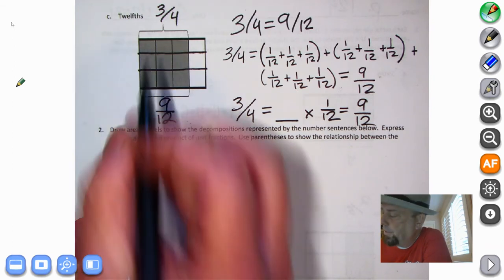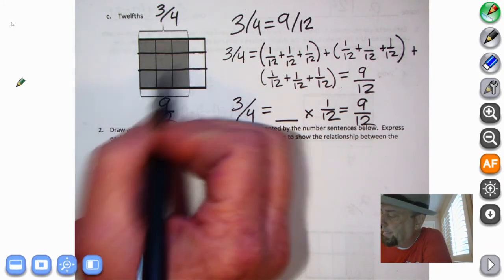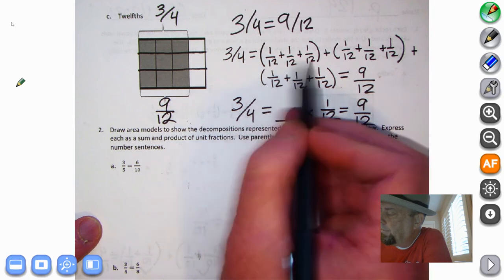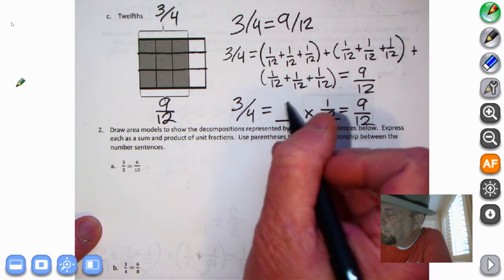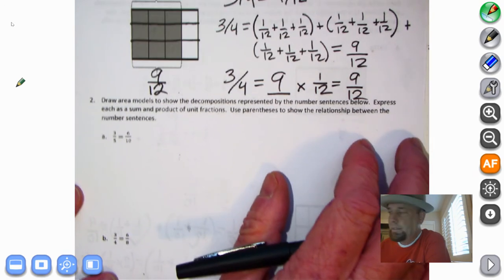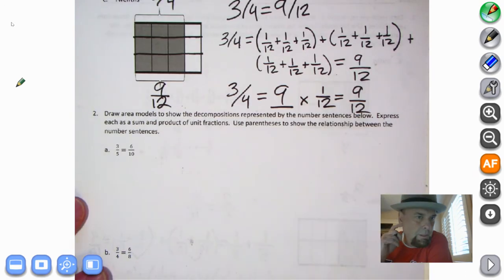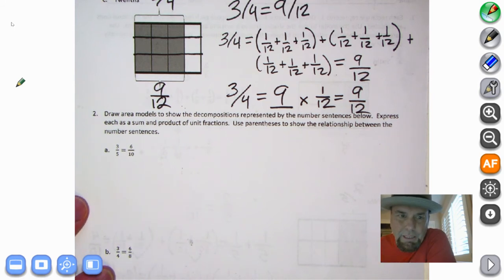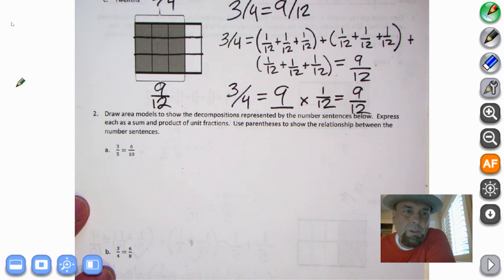Well, if you said to yourself, okay, I have 1, 2, 3, 4, 5, 6, 7, 8, 9 there. 1, 2, 3, 4, 5, 6, 7, 8, 9 there. This must be 9 times 1/12 equals 9/12ths. Ta-da! We'll continue on to number 2. Draw area models to show the decompositions represented by the number sentences below. Express each as a sum and product of unit fractions. Use parentheses to show the relationship between the number sentences.